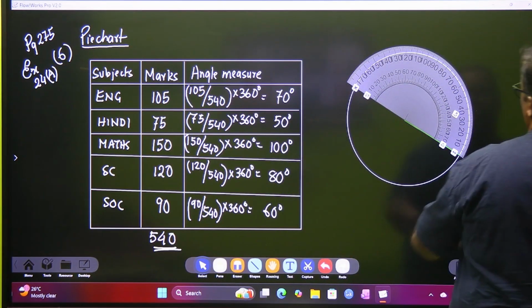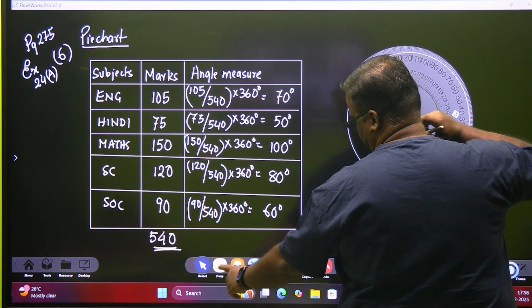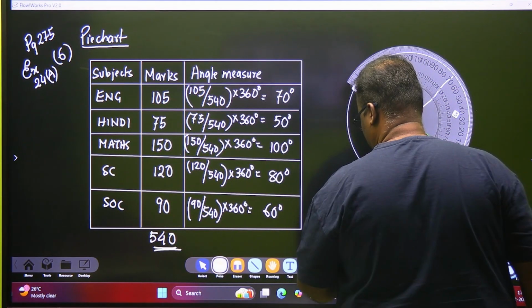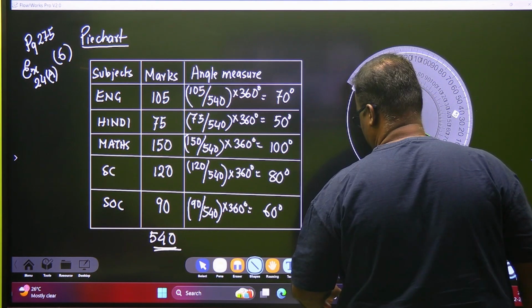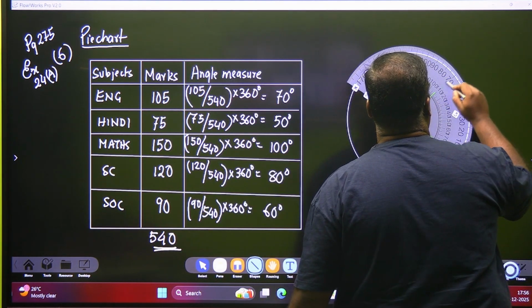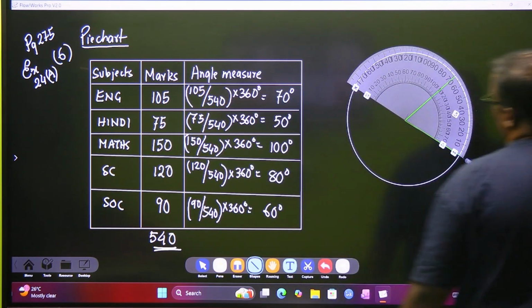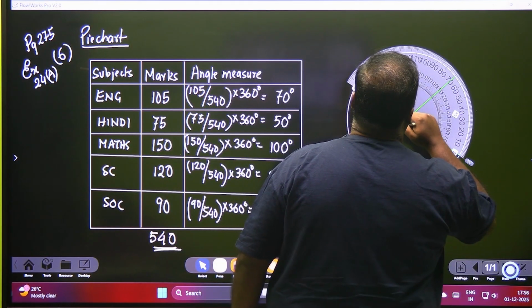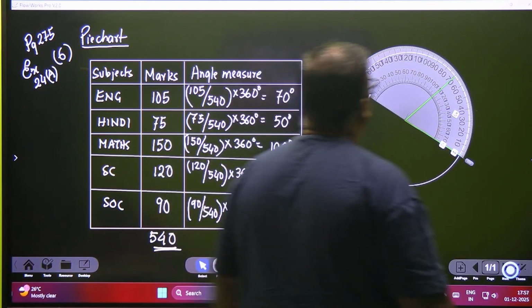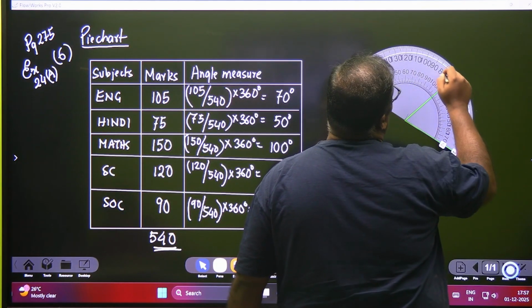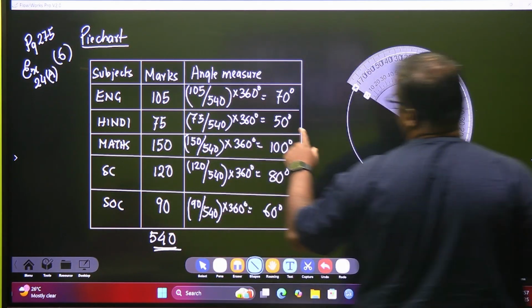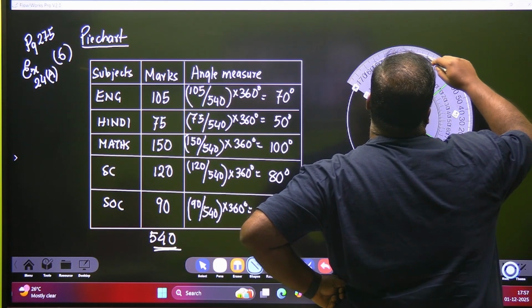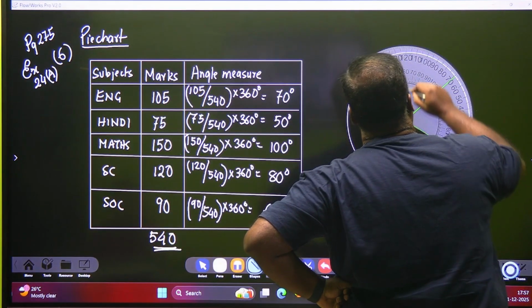Okay, so at 70, my 70 is somewhere here. Next is how much? 50. For 50, I'll go how much? 70 plus 50 is 120. 90, 100, 110, 120. So the next one is 120.